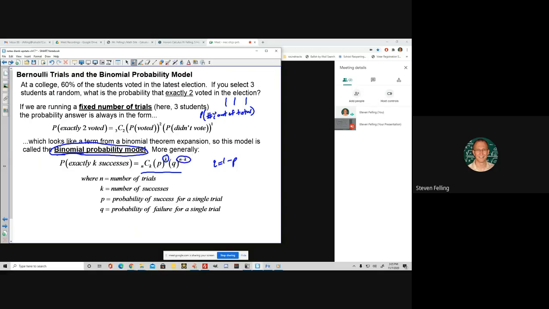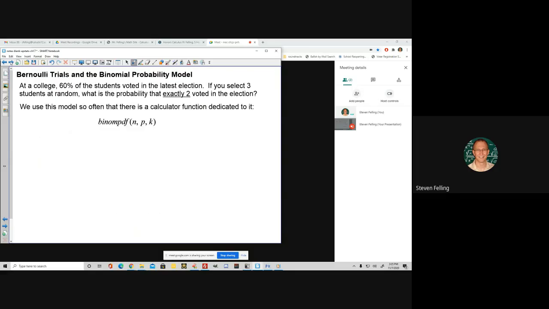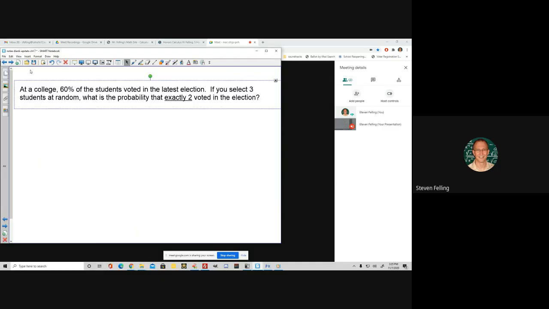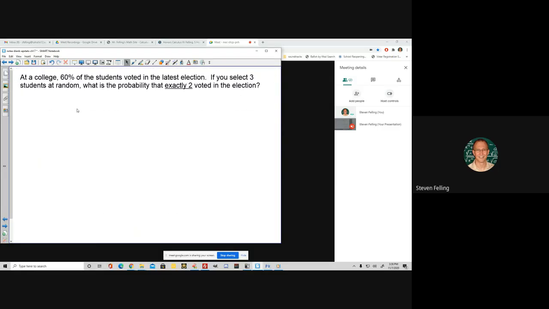So let me show you how we could do that problem over again. If we thought about the problem, what I could do is this. Let's do this on another page. Let's say I was given this problem. I would say, all right, I want to find the probability that 2 out of 3 people voted in a selection. The probability of somebody voting is 60%, okay?